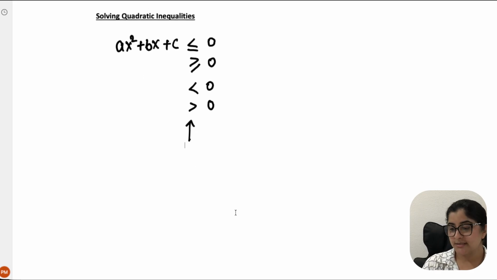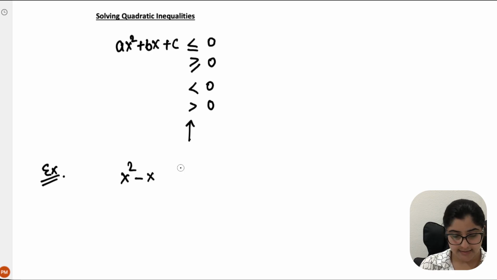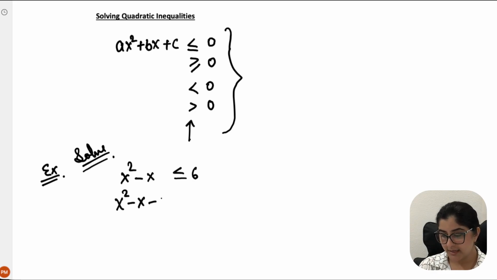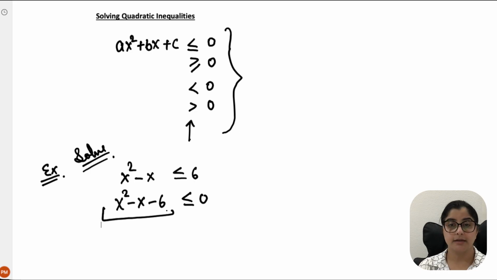So let's try to answer a few questions. For example, if we are given x squared minus x is less than or equal to 6, solve this inequality. We have to solve this for x, and as we just discussed, always make the right hand side 0. So move this 6 to the left side, we get x squared minus x minus 6 less than or equal to 0.